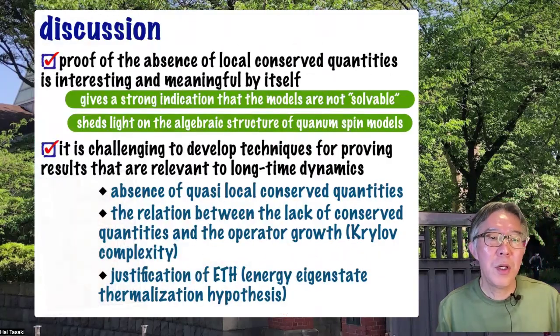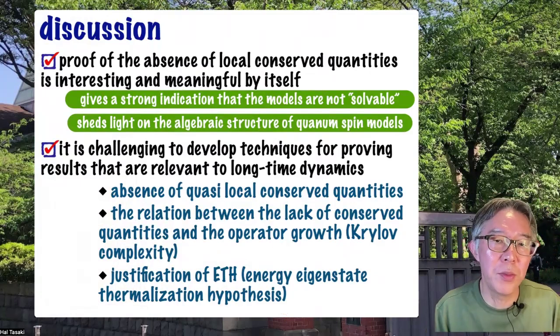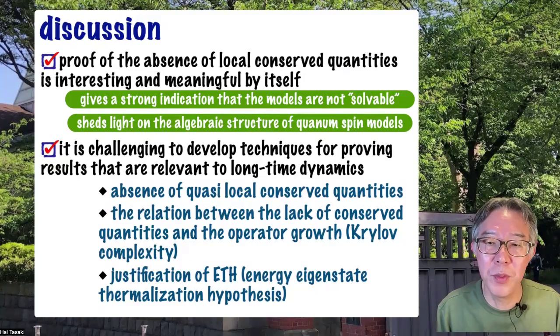And discussion. I would like to say that the proof of the absence of local conserved quantities is interesting and meaningful by itself. It gives a strong indication that the models are not solvable, and it sheds light on the algebraic structure of quantum spin models. And after all, it's interesting.